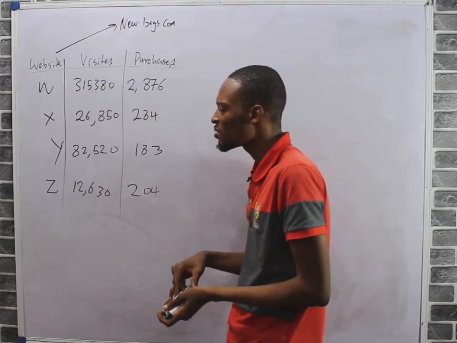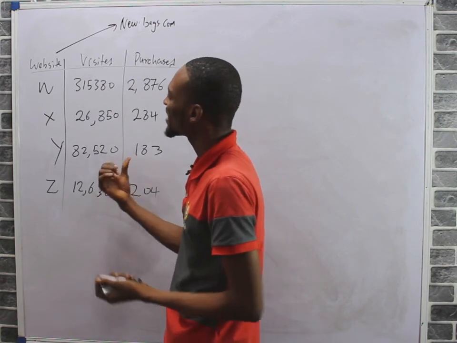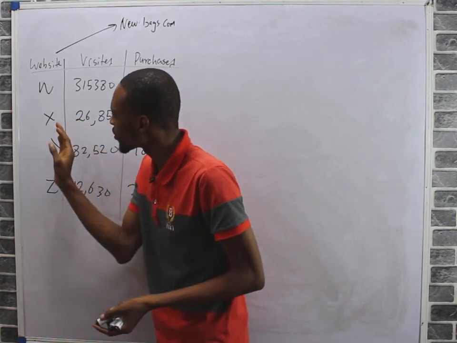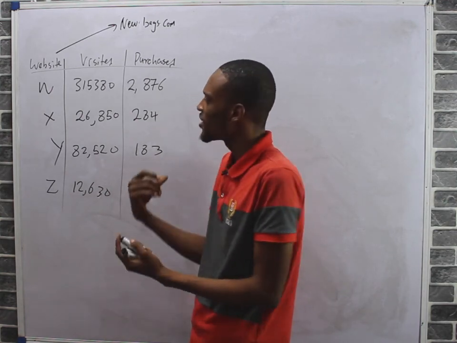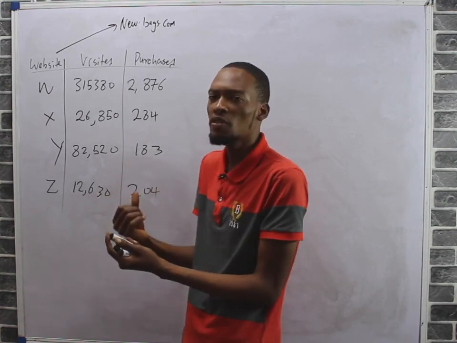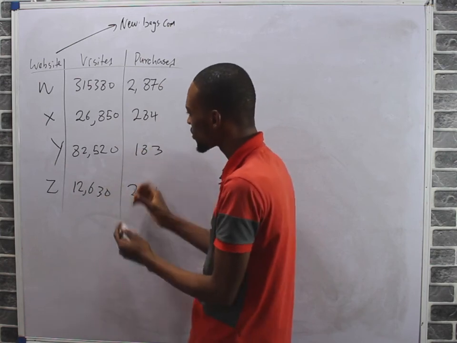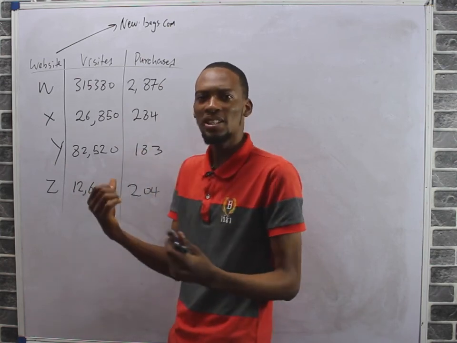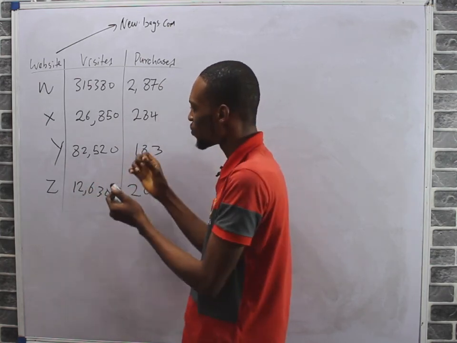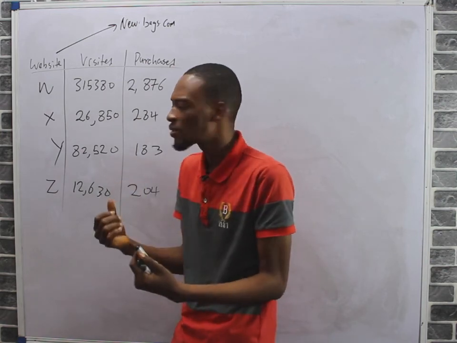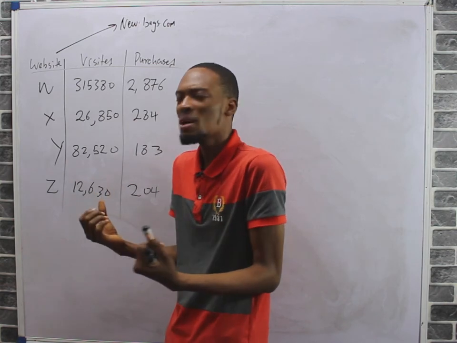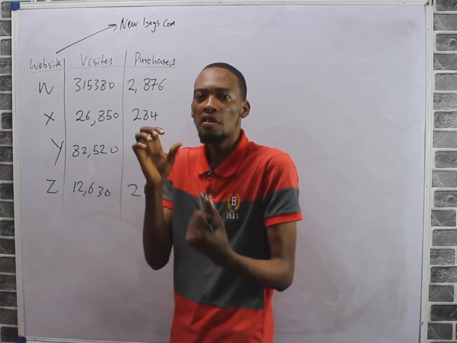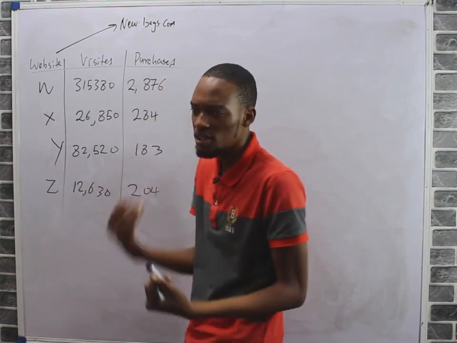What this is trying to tell you is that a percentage of those coming from website W made a purchase. A certain percent of those coming from website S made purchases. A certain percent of those coming from website Y made purchases. And a certain percentage of those from Z made purchases. So which of the websites has the highest percentage of people making purchases?